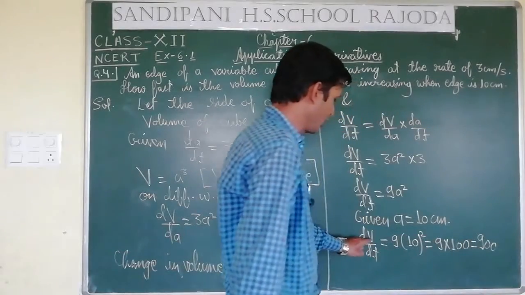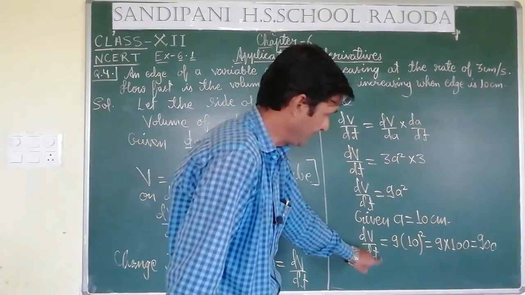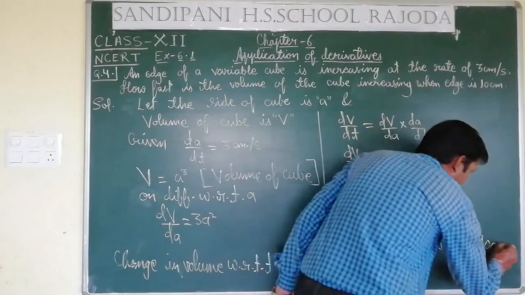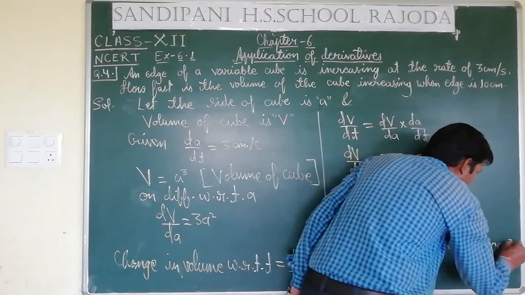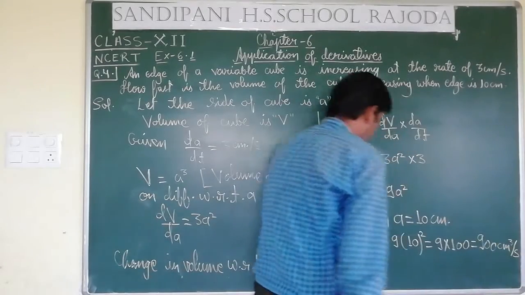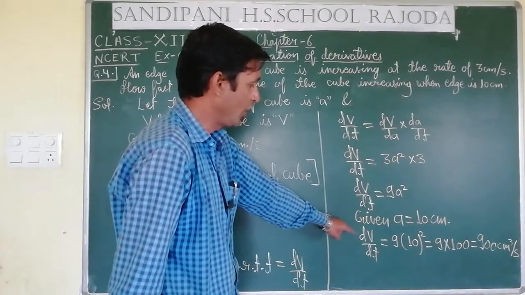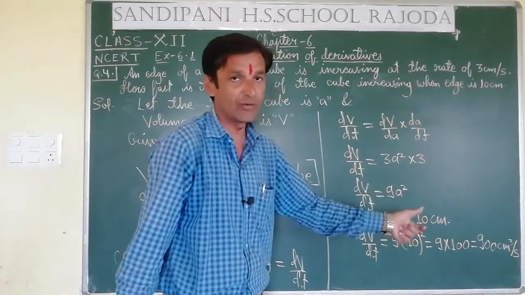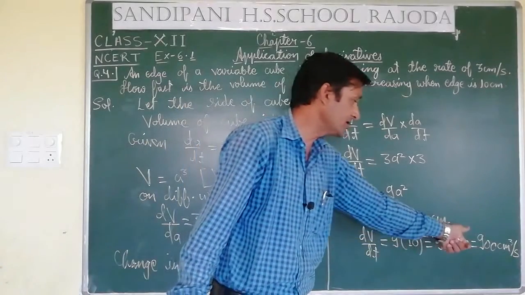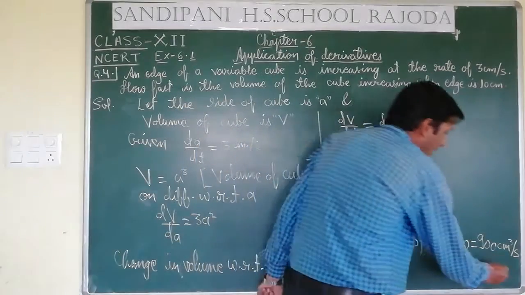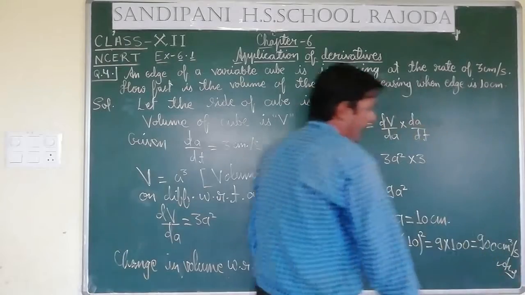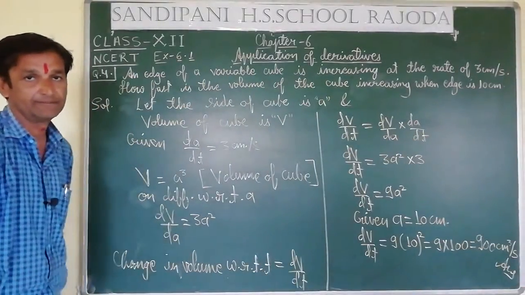centimeter cube, because volume is in centimeter cube per second. So here we have to mention centimeter cube per second. This is only the increase of volume with respect to time, or rate of increase of volume also we can say. Rate of increase of volume is 900 centimeter cube per second. This is only the required answer for the question.